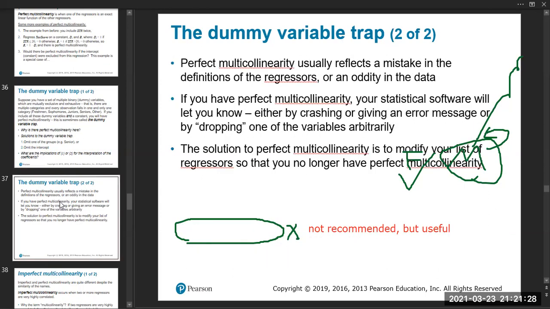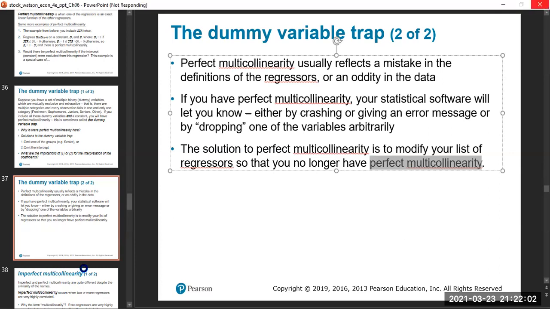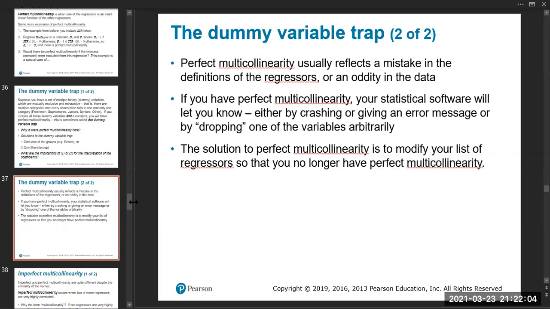Perfect multicollinearity usually represents a mistake in the definition of the regressors. If you have perfect multicollinearity, your statistical software usually can identify it and help you drop one of them. The solution is simply to adjust your list of regressors so that they no longer have this perfect multicollinearity, or they no longer have any linear function of each other.